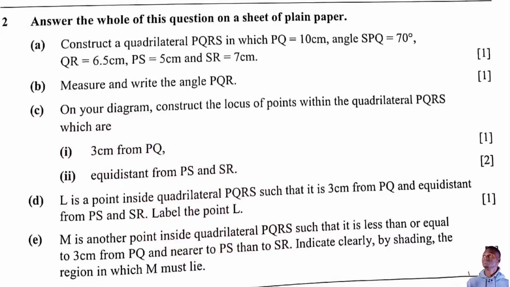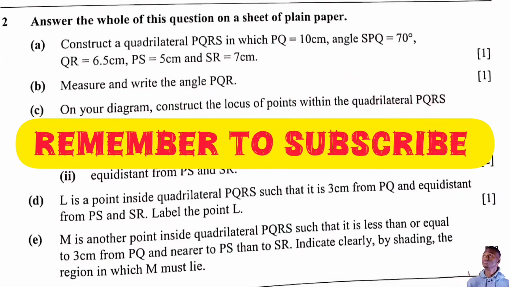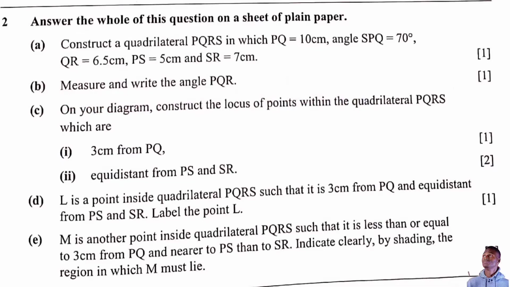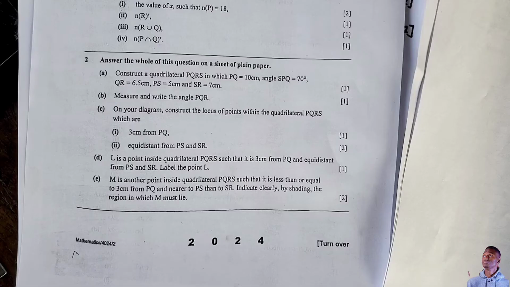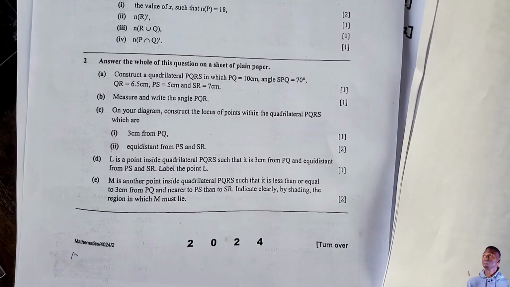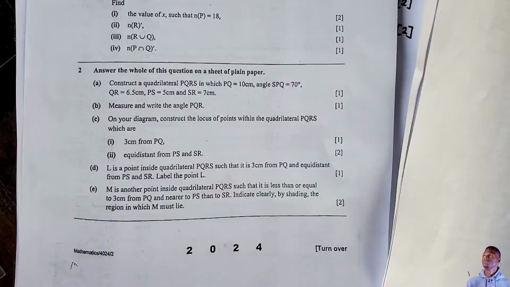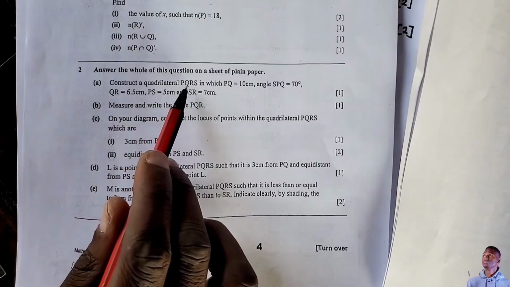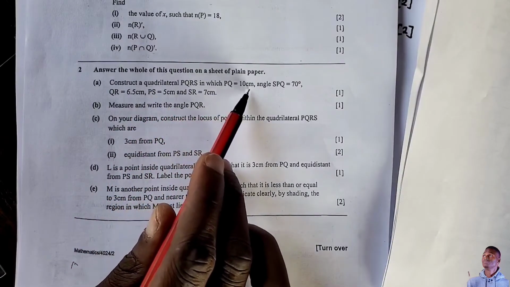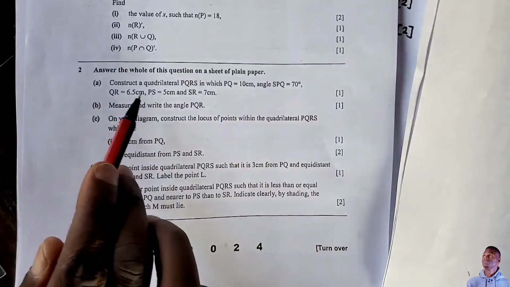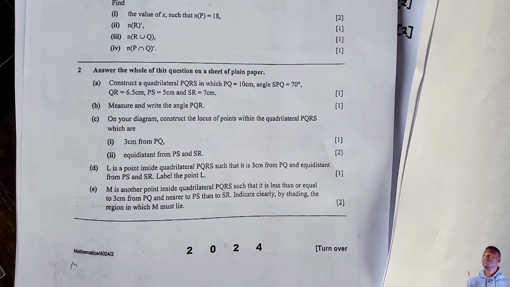Alright, so let's solve question 2 of the 2024 Mathematics Paper 2 GCE. This question is under construction. Read the instruction, it is very clear: answer the whole of this question on a sheet of plain paper. We are asked to construct a quadrilateral PQRS in which PQ is 10 centimeters, and these other dimensions there.